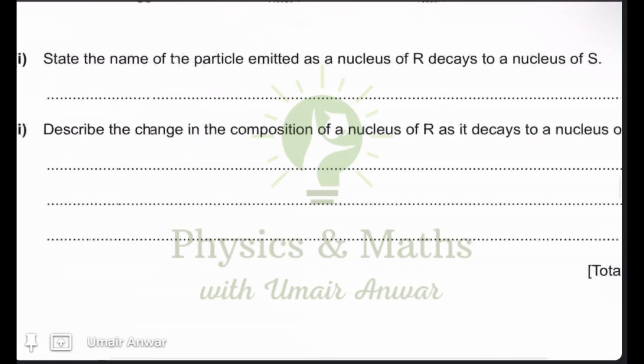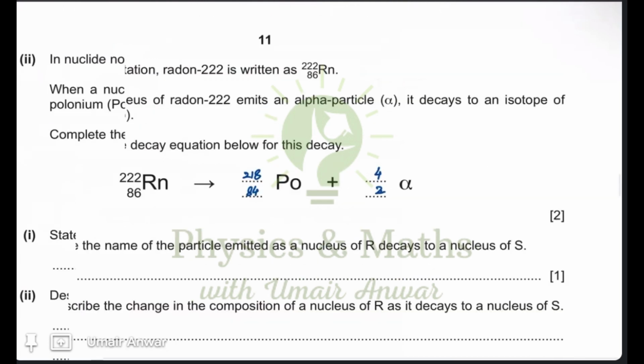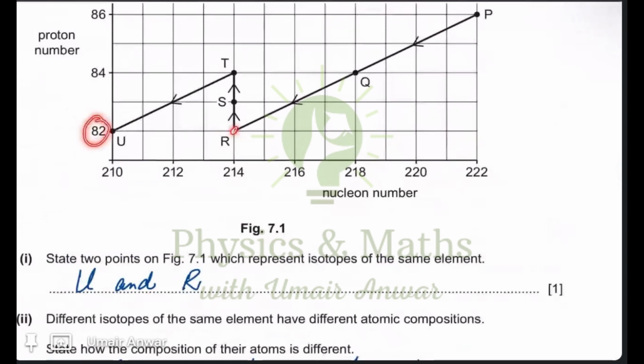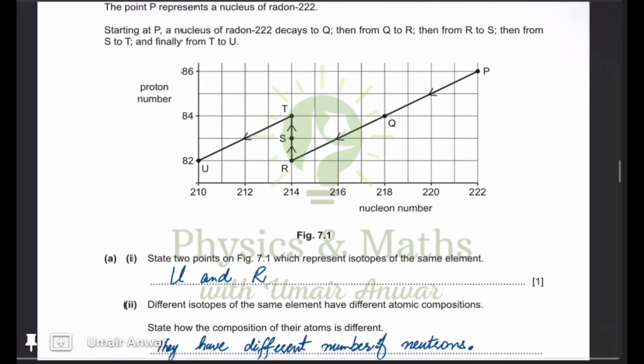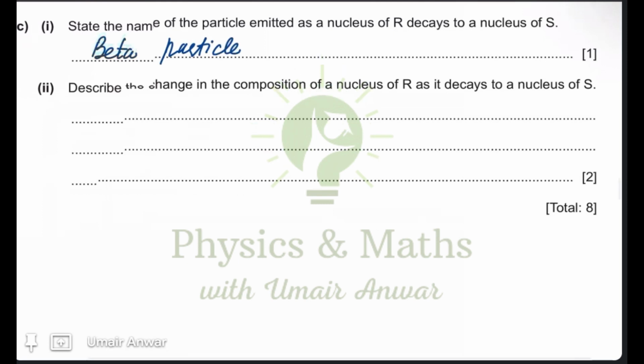State the name of the particle emitted when a nucleus of R decays to a nucleus of S. Now, R has a proton number of 82 and nucleon number of 214. S has the same nucleon number, but the proton number has increased by 1. So when a beta particle is emitted, this sort of change in the nucleus occurs. So the answer is beta particle. When a beta particle is emitted, proton number increases by 1, but the nucleon number remains the same.